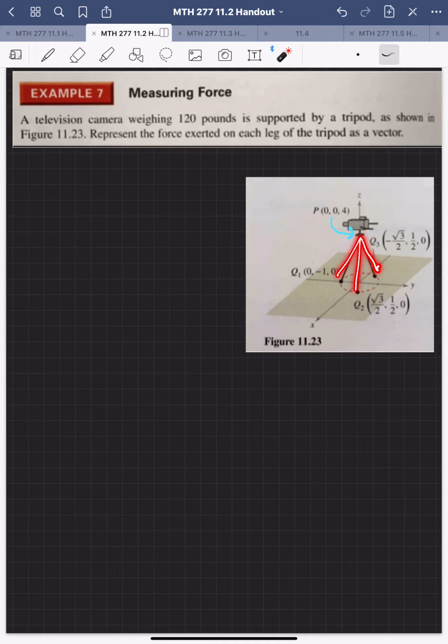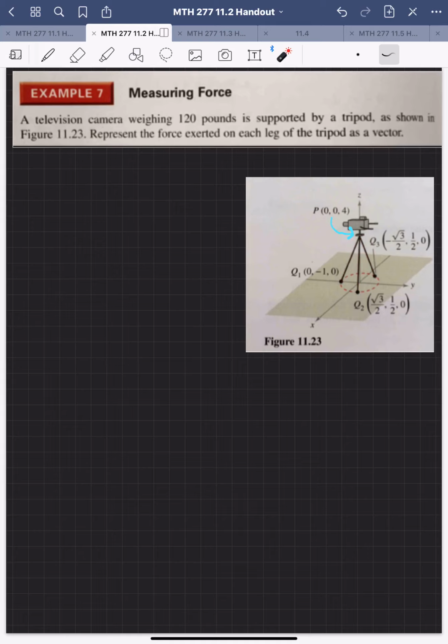What we want to know, right? We're going to assume that this is not falling over, and that it's not falling to the ground, breaking. What we want to know is how much force is being exerted on each leg of this tripod, because we're distributing that 120 pounds, and we want to know how much force is being exerted on each one of those.